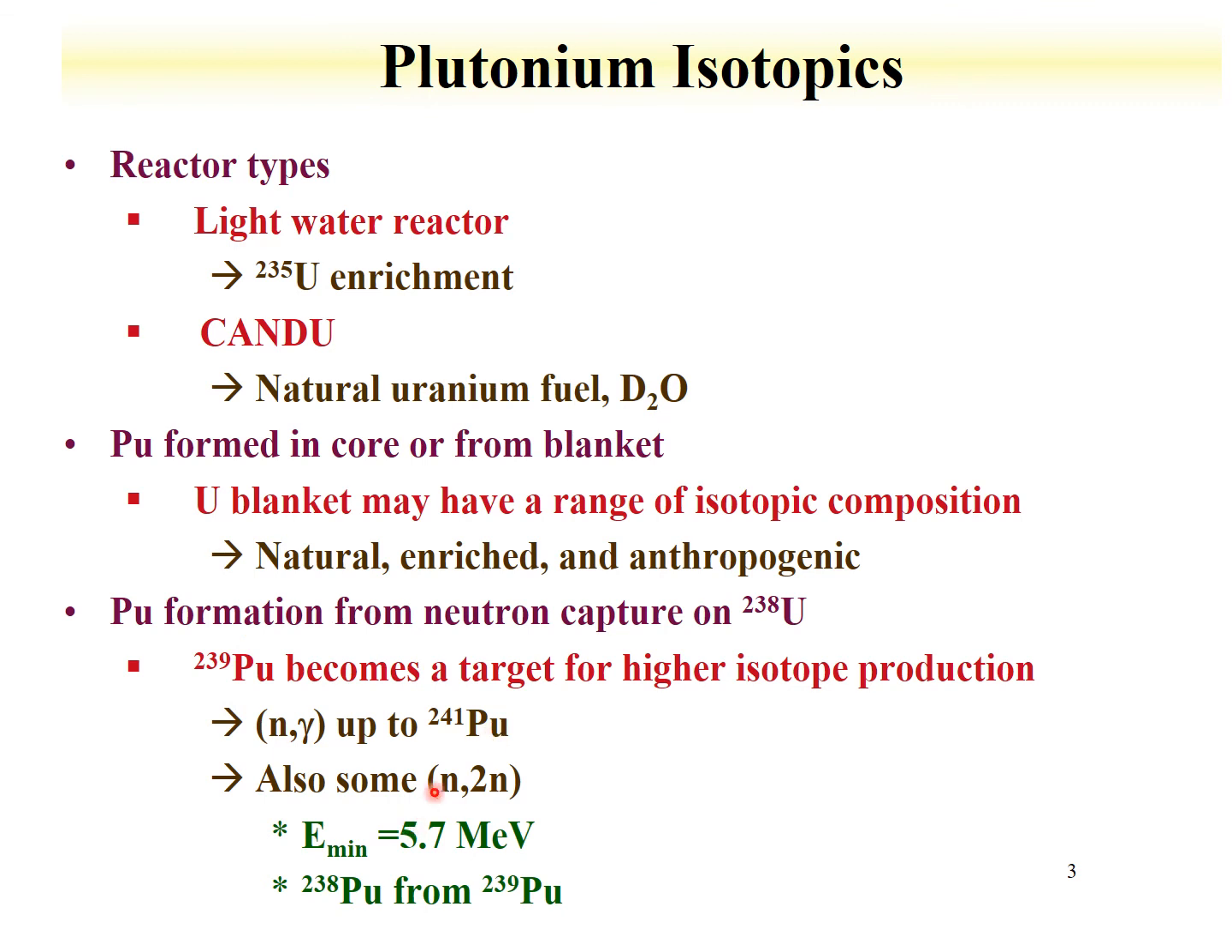That can capture a neutron, go to plutonium-241. There can also be some n,2n reactions if you have fast neutrons. So you can also produce plutonium-238 if I have a fast neutron and it hits plutonium-239. It'll make plutonium-240, two neutrons coming out, plutonium-238. So from this we should get an idea that information related to the isotopic ratios of plutonium-238, plutonium-239, plutonium-240, and plutonium-241 can provide information about the reactor type and even the time that that material spent in the reactor.